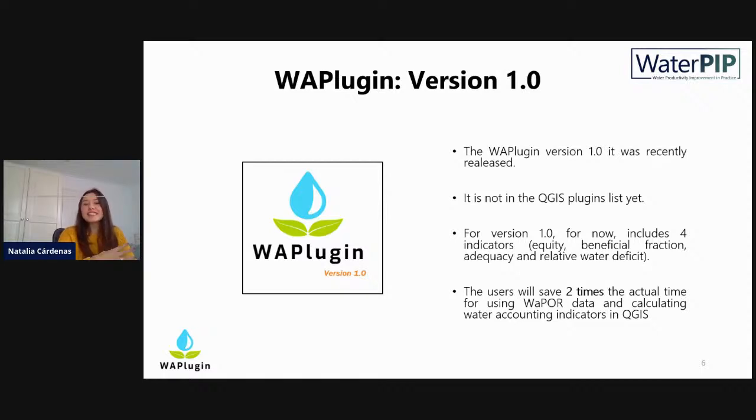We did the assessment with and without the plugin, and we found that users will save 2 times the actual time for using WaPOR data and calculating water accounting indicators in QGIS. So it makes use of this platform and the calculation easier and faster. That's one of the main strengths of this plugin.